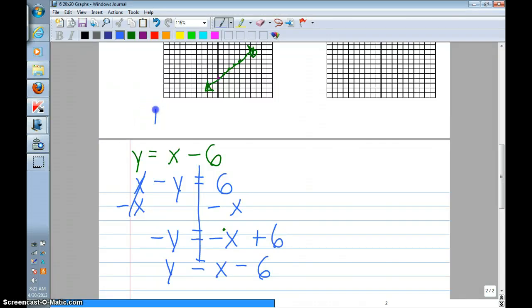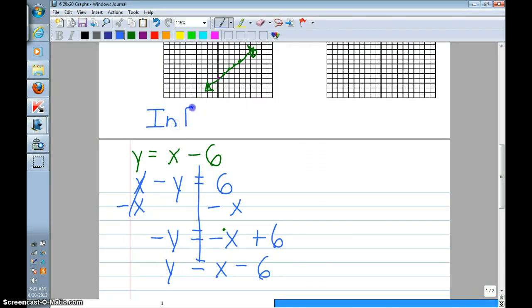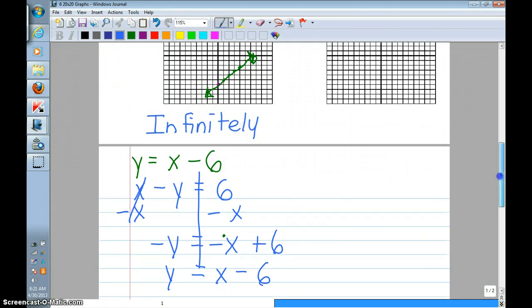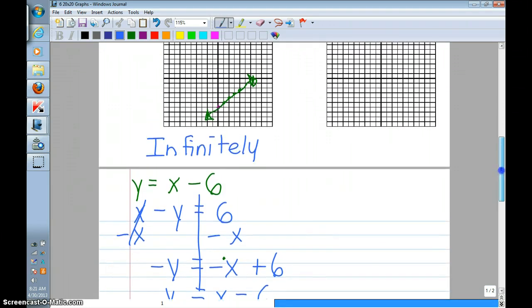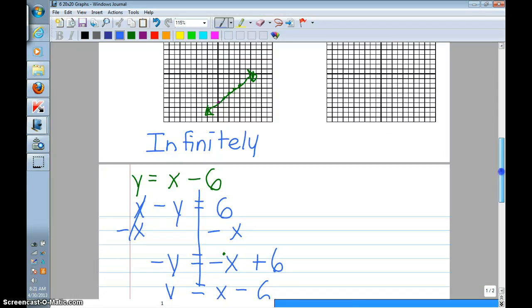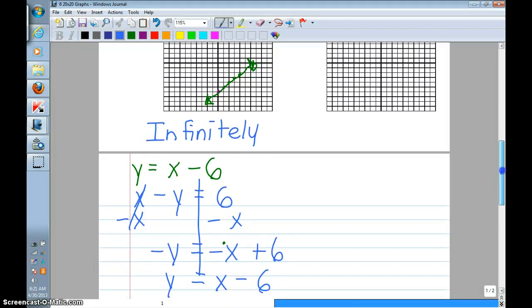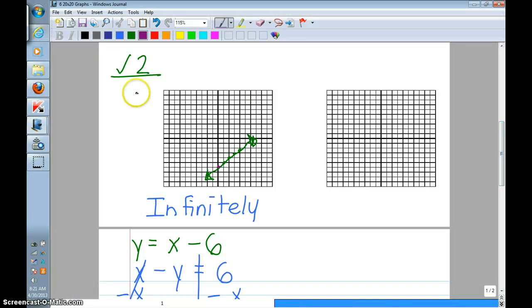So in this answer, it's infinity. You know what I mean? They're the exact same lines. The solutions go on forever because they're the exact same line. And that was check 2A.